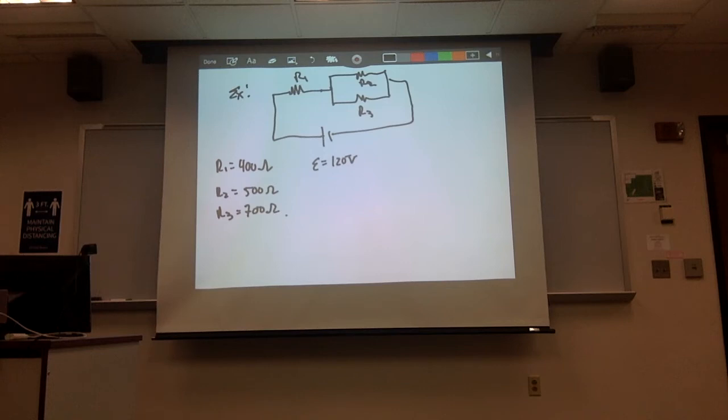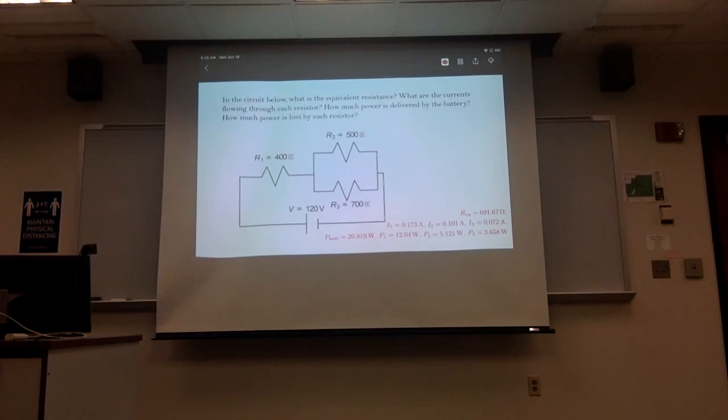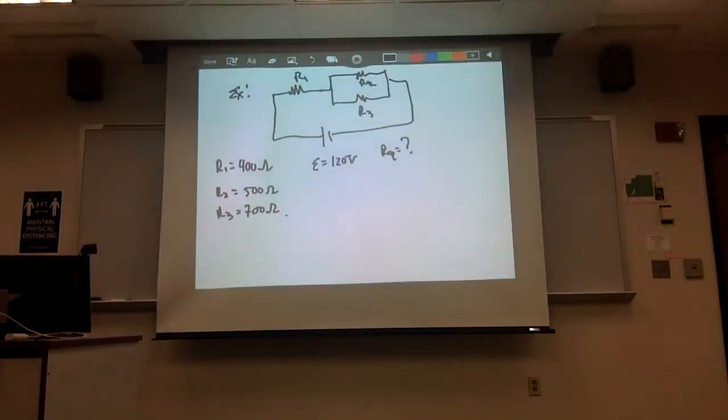And again, what do we want to know? We want to know what is the equivalent resistance. So what is REQ? After that, we want to know what are the currents flowing through each one of the different resistors. So let's write down each one. I have an I1 through here, an I2 through here, an I3 from here. So what I want to know is what is I1 equal to? What is I2 equal to? What is I3 equal to?